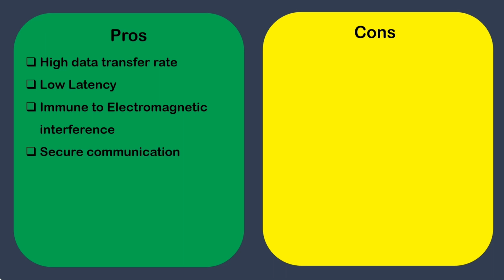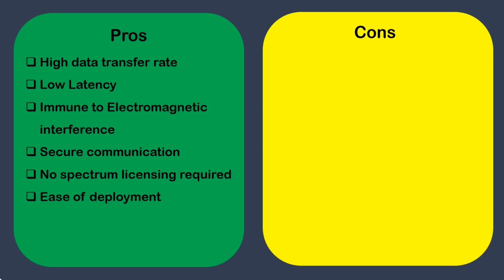4. Secure communication. FSO is inherently secure because the narrow optical beam is difficult to intercept without detection. This makes it suitable for applications where data security is a top priority. 5. No spectrum licensing required. Unlike some RF band communication technologies that require spectrum licensing, FSO does not require such licensing, potentially reducing operational cost. 6. Ease of deployment. FSO systems are relatively easy to install and can be quickly deployed for point-to-point communication links, especially in scenarios where laying physical cables is impractical or expensive.